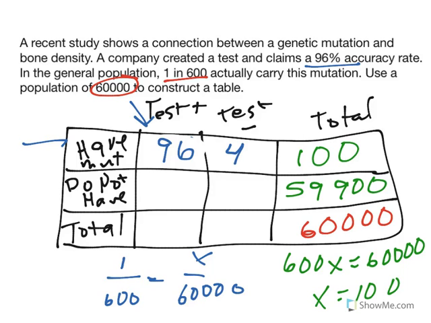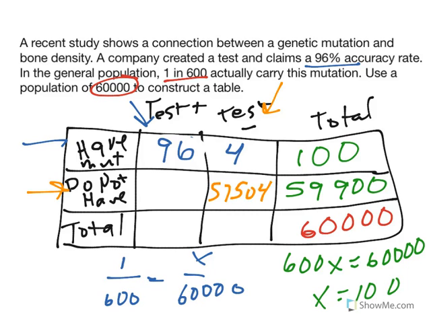Now the same thing works for those that do not have it. If you do not have the mutation, you would expect to test negative. So the 96% accuracy rate will be multiplied by the 59,900. So when I multiply the 96% times 59.9, I end up with 57,504.